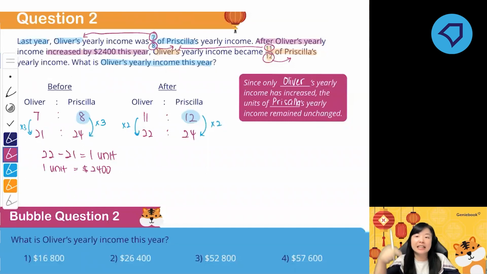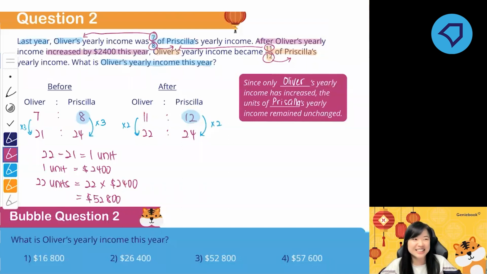Olivia's yearly income this year, which is the new one, will be 22 units. Remember, I asked you to get your calculators ready. So when you multiply 22 by 2004, you get 52,800. And some of you say, that's a lot of money. Yes. Okay, we move on.